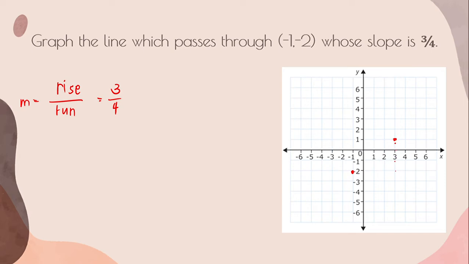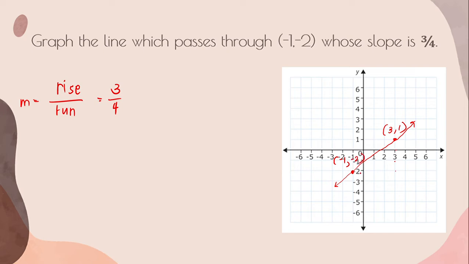Therefore, you have to plot a point at (3, 1). And then we draw a line that passes through these points. This is how the graph of this slope and point looks like. This is (3, 1), and this is your given point, (-1, -2).